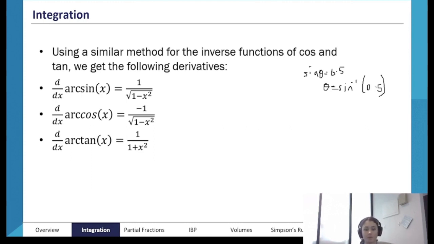Okay. So, these ones are on your formula sheet, and they just essentially tell us that the derivative of inverse sine is equal to 1 on root 1 take x squared, and then conversely, of course, the integral of this is going to be equal to the inverse of sine. So this is how we use it in applications with integration.